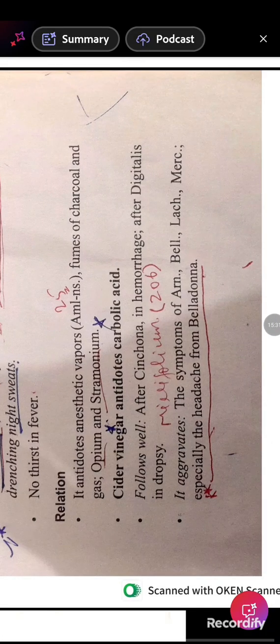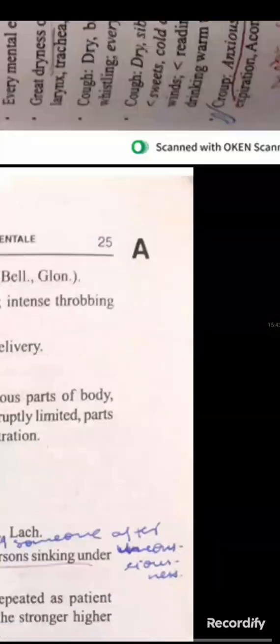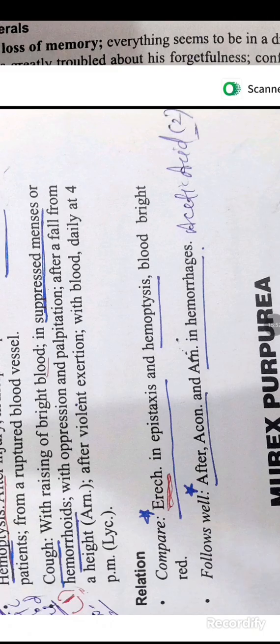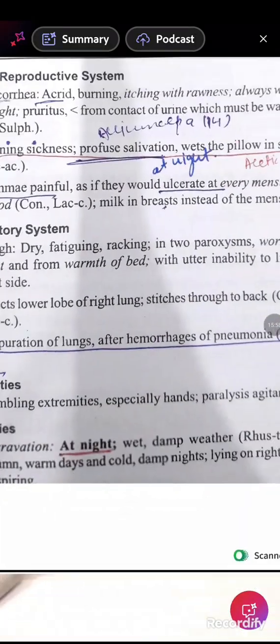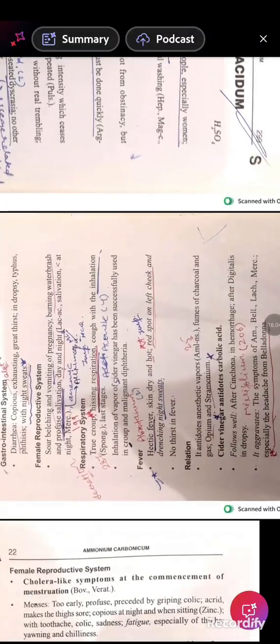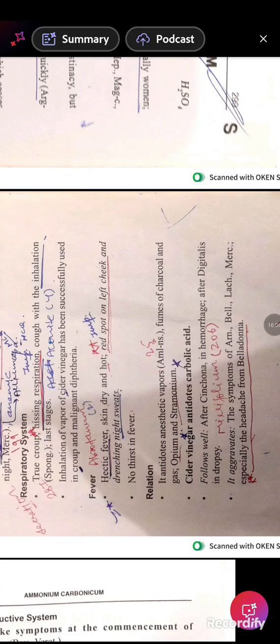Acetic acid follows well after china in hemorrhage and after digitalis. In hemorrhage, go for millefolium, page number 206. Millefolium follows well after aconite and arnica in hemorrhage. After aconite and arnica in hemorrhage, go for millefolium. And after china in hemorrhage, go for acetic acid.